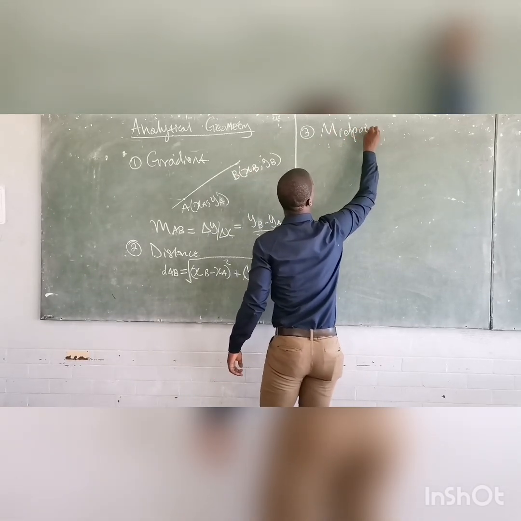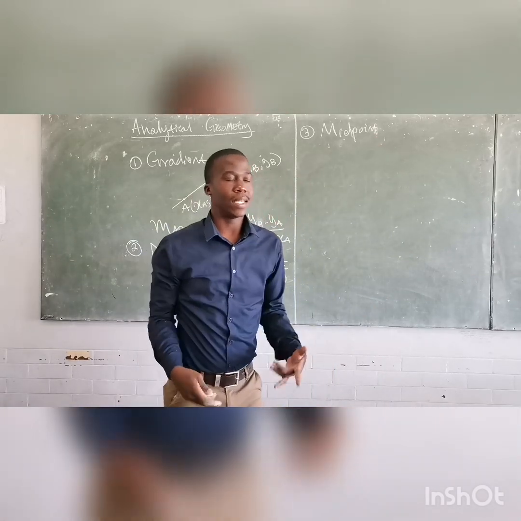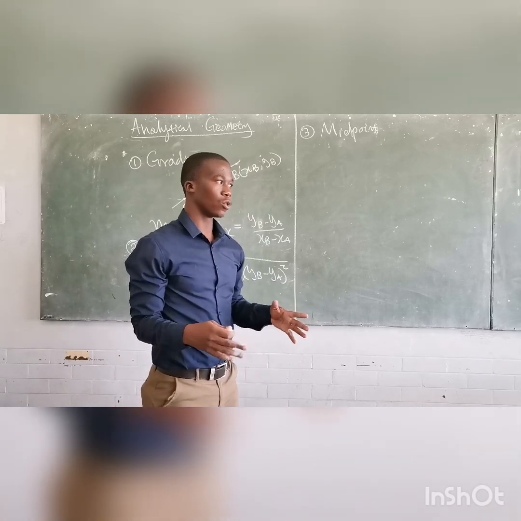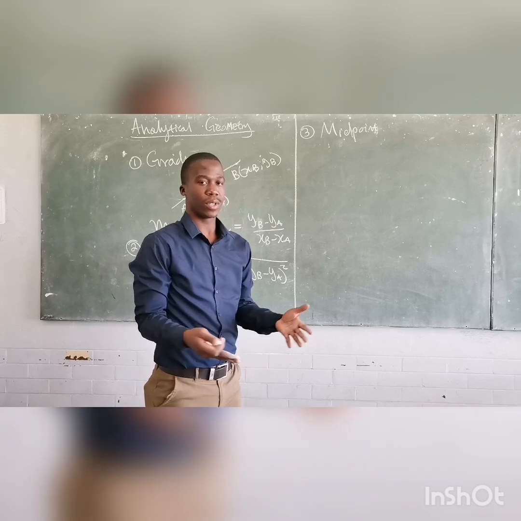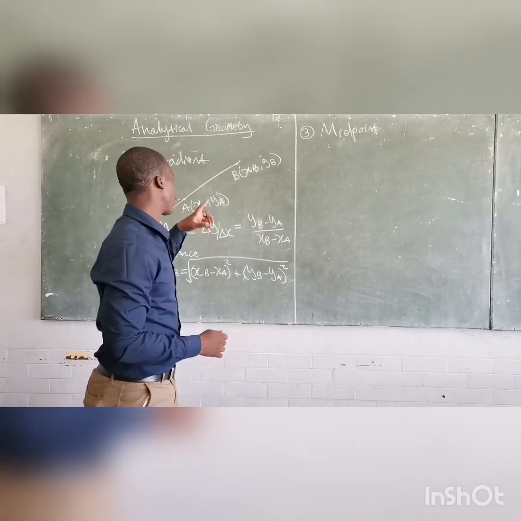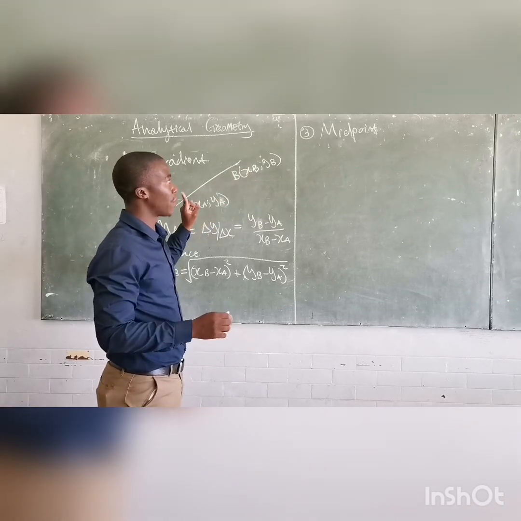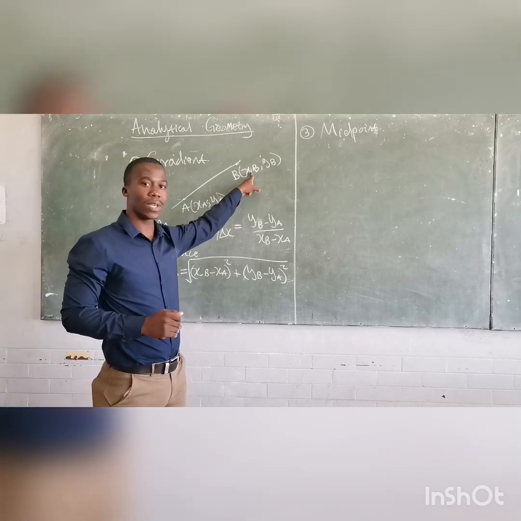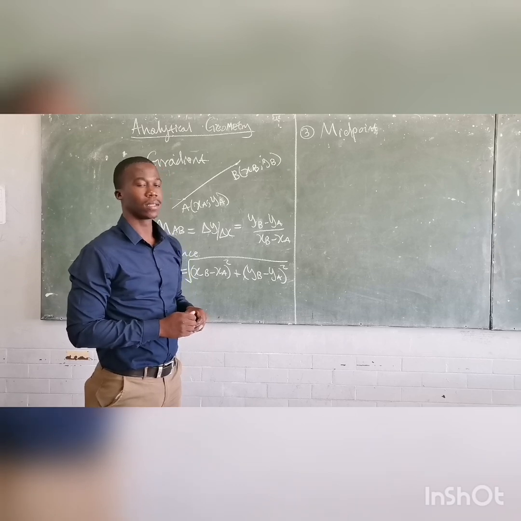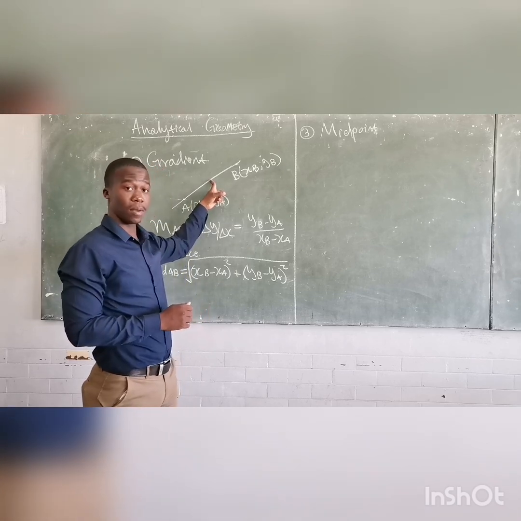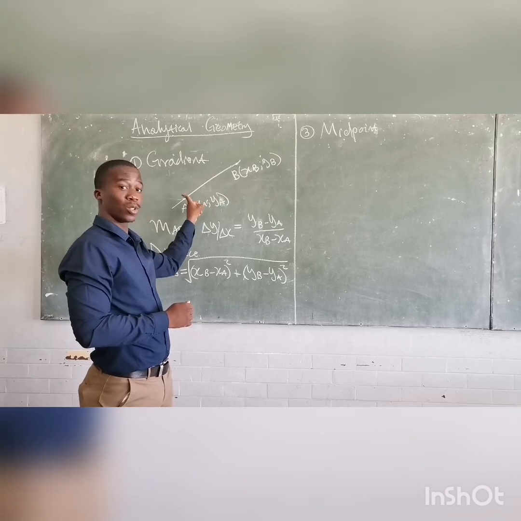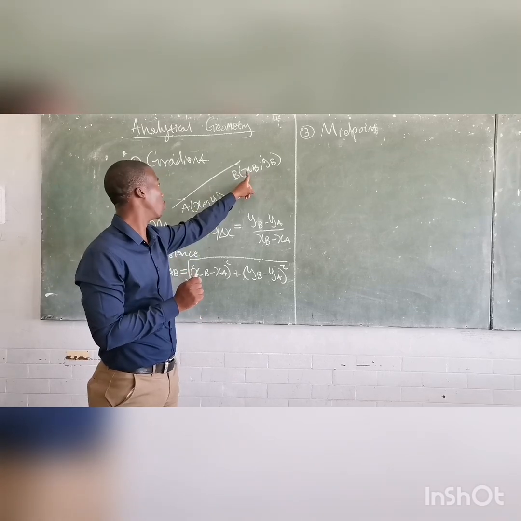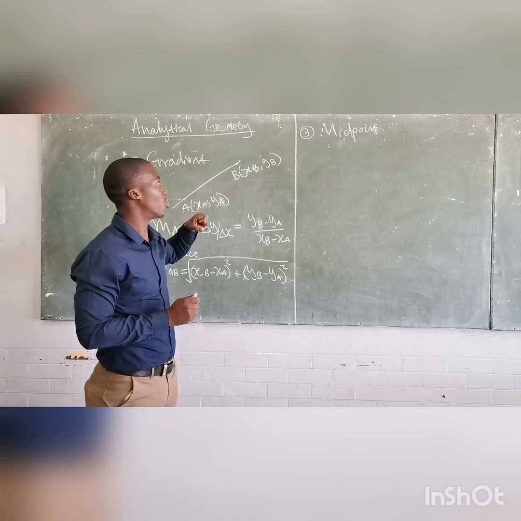And then third is the midpoint, right? How to find the midpoint? The midpoint lies between point A and point B. Usually, you take the values and simply divide by 2, right? So you add the values of A and B and divide by 2 so that you can get your midpoint, right?